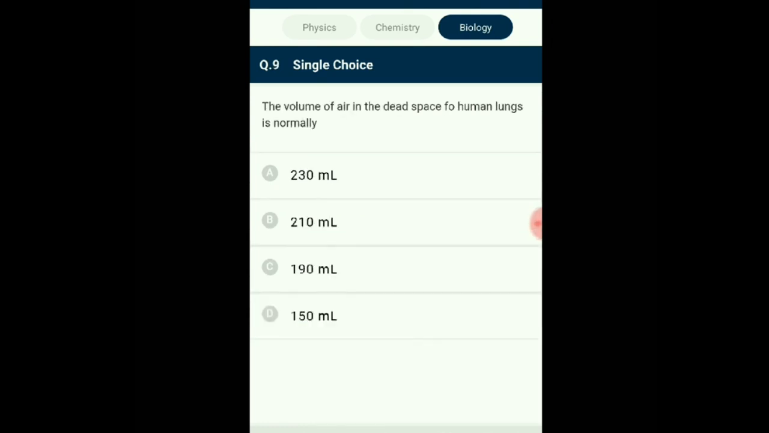Question number 9. The volume of air in the dead space for human lungs is normally 150 ml of air that always gets stuck in the lungs, which is called anatomically dead space. The dead space represents the volume of ventilated air that does not participate in gaseous exchange during the respiratory process. So the answer is option D, 150 ml.